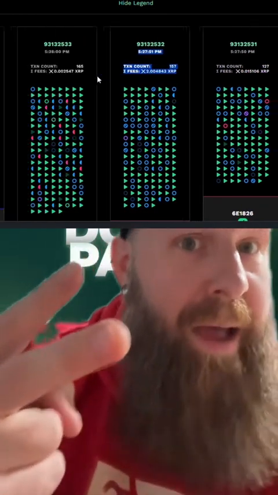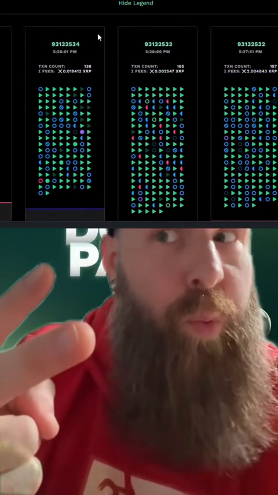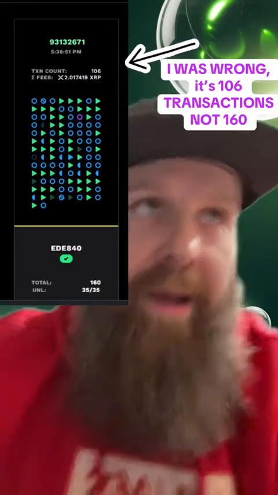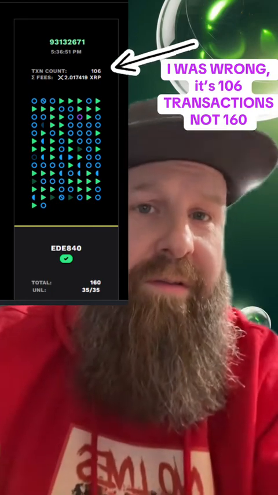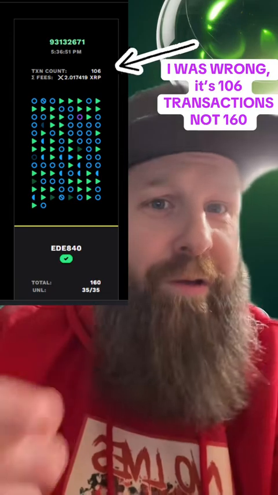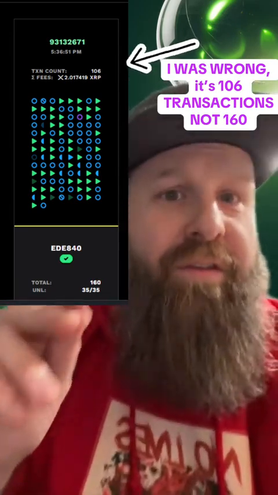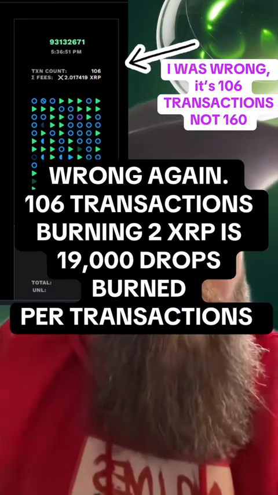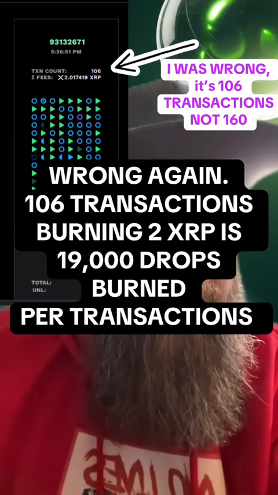This is not 0.00004 drops. This is way higher. If we take that one where 2 XRP was burned for like 160 transactions, this isn't 10 drops. This isn't 30 drops a transaction. This isn't even 40 drops a transaction. This is 13,125 drops being burned per transaction.